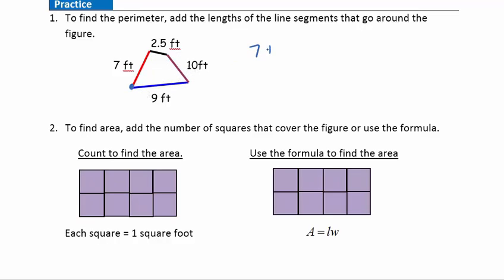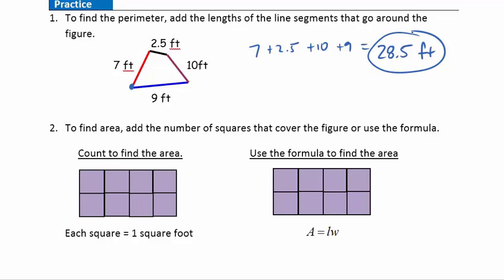So I'd have 7 plus 2.5 plus 10 plus 9. I want to add that all together. Let's see, 17, 19.5, 28.5. And now, since we're talking about a length here, that's 28.5 feet around this figure. So we want to make sure we include our units there.